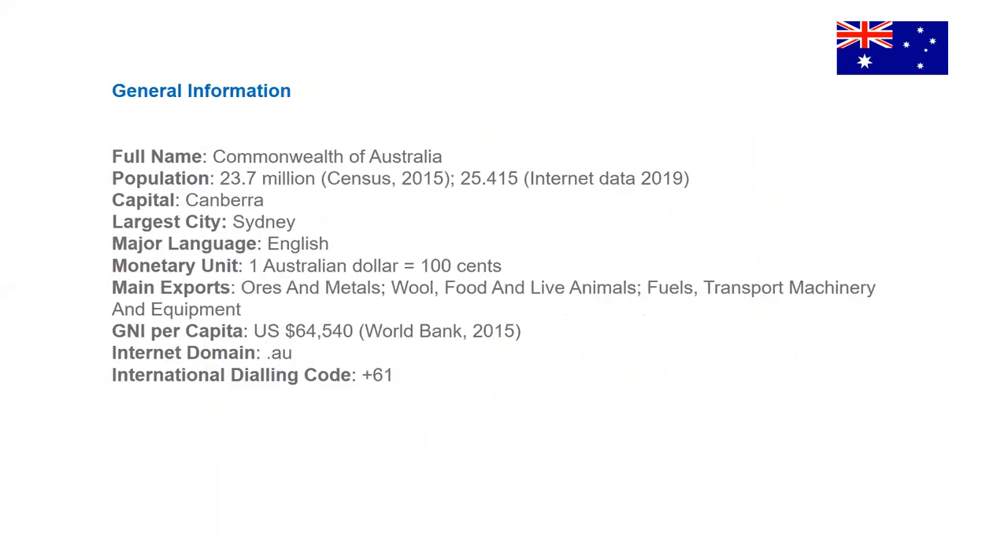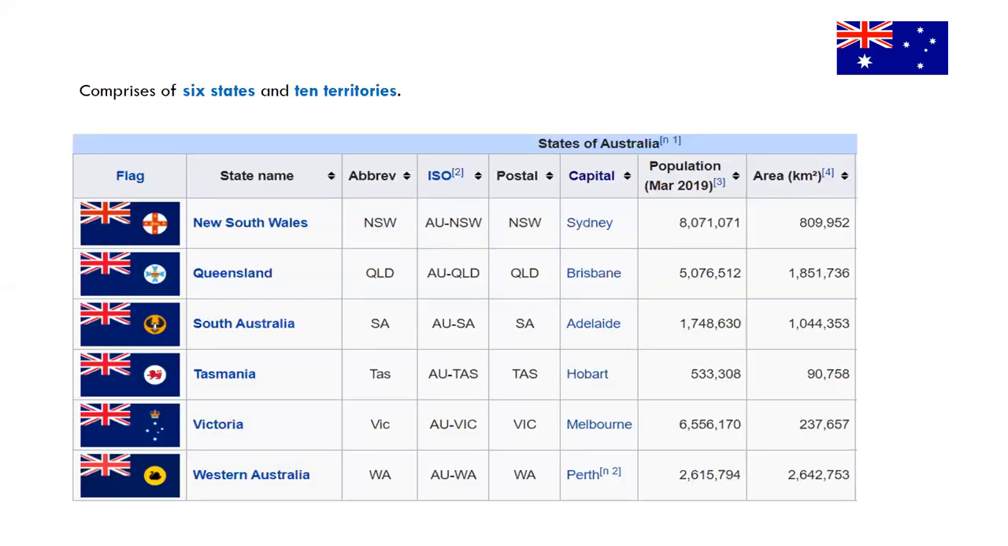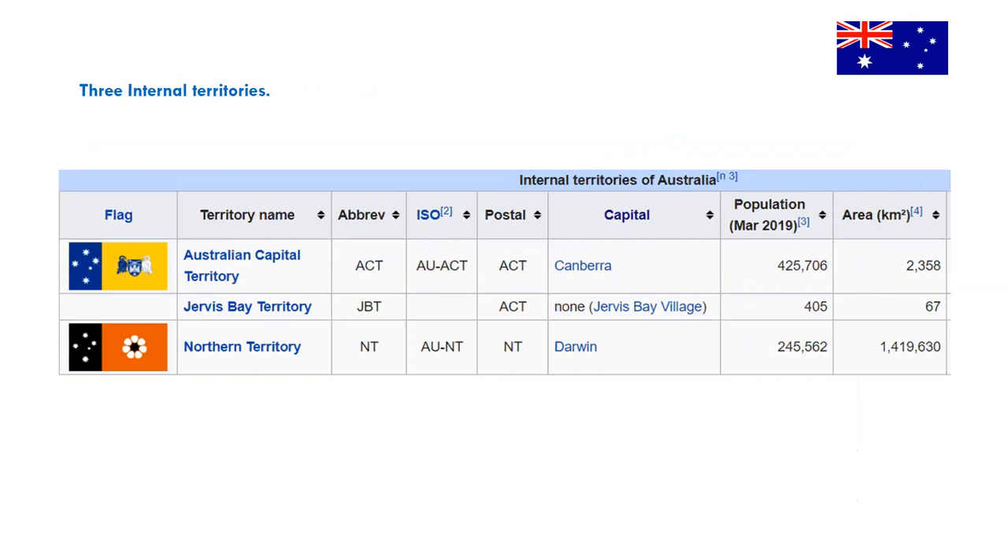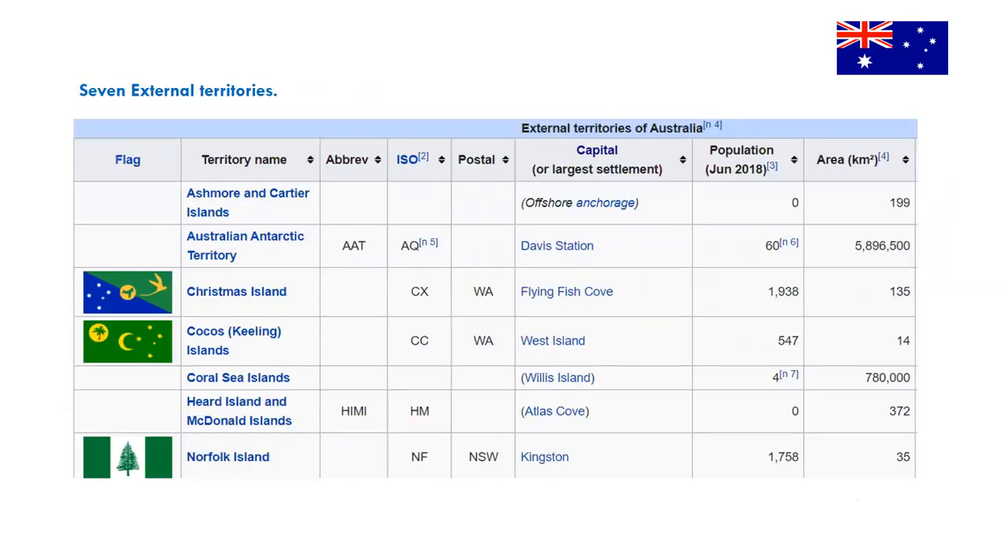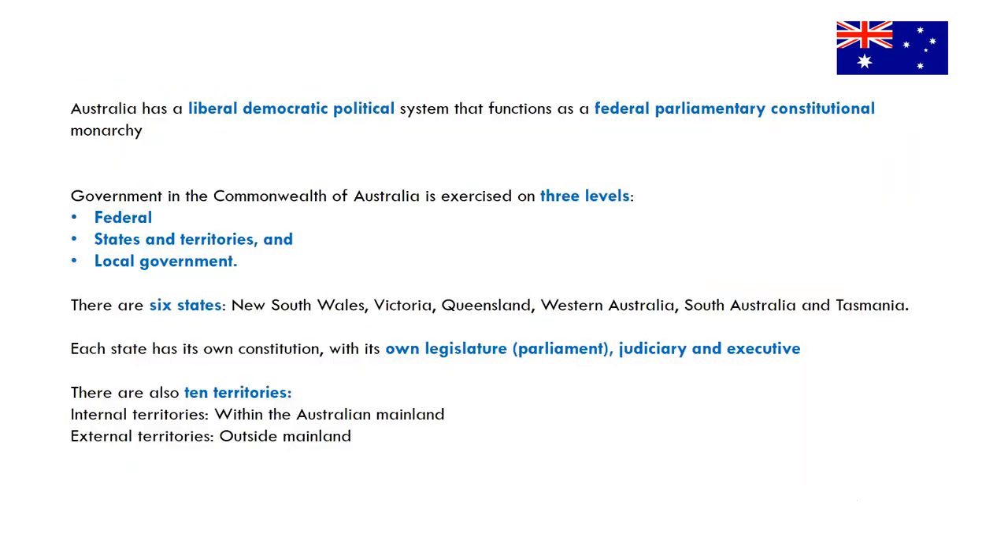Don't worry. The monetary unit is $1, 100 cents. What is the GNI, all these things are just captured for completeness. There are 6 states and 10 territories. I forgot to mention the time zones as well. 3 internal territories, 7 external territories. I'm not going into details.